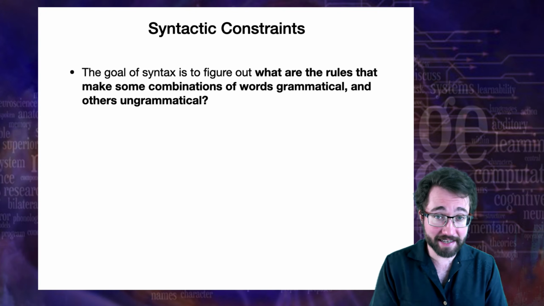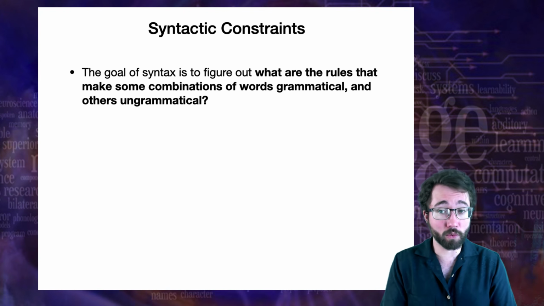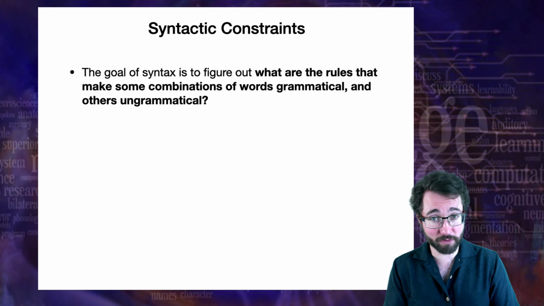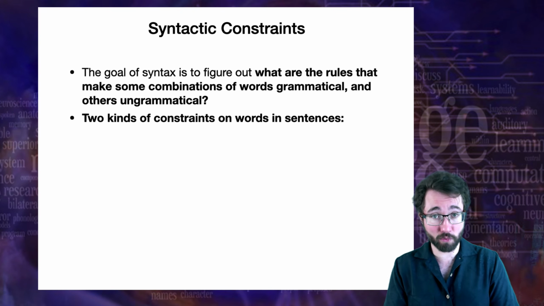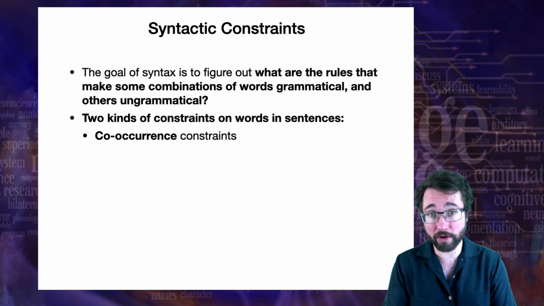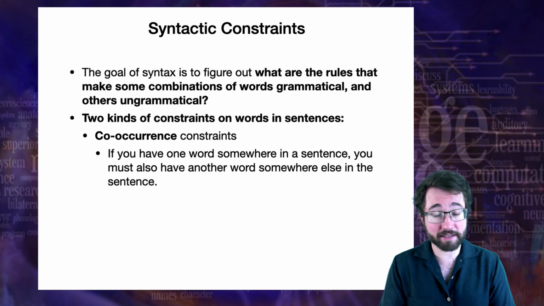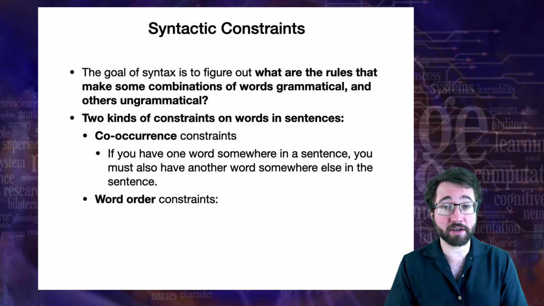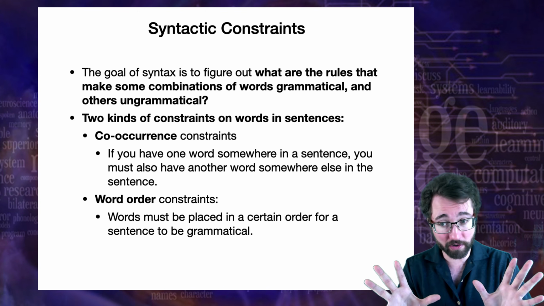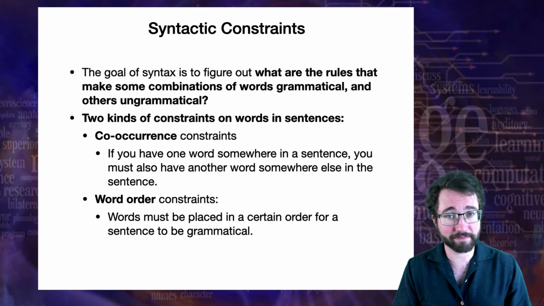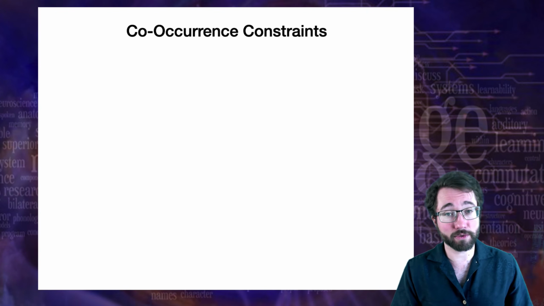So the goal of syntax as a field of study is to figure out what are the rules that make some combinations of words grammatical and others ungrammatical. There are two kinds of constraints on words and phrases in sentences. There's what's called co-occurrence constraints. This is when you have one word somewhere in a sentence and that requires you must also have some other word in the sentence. And there's what's called word order constraints. That means that words have to be placed in a certain order in order for the sentence to be grammatical. So we'll take these in turn.